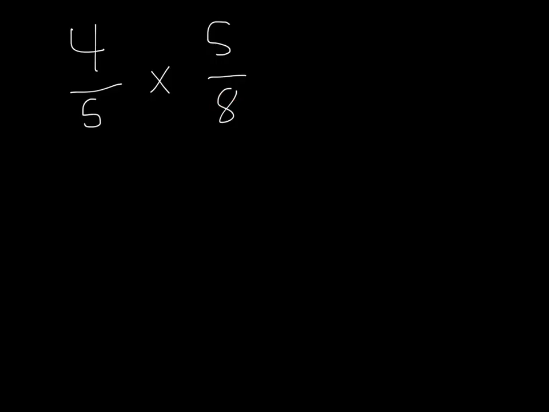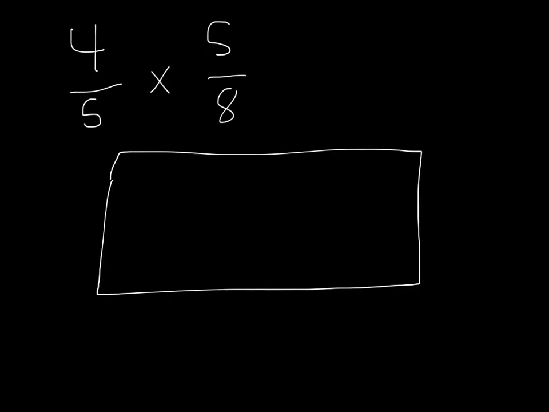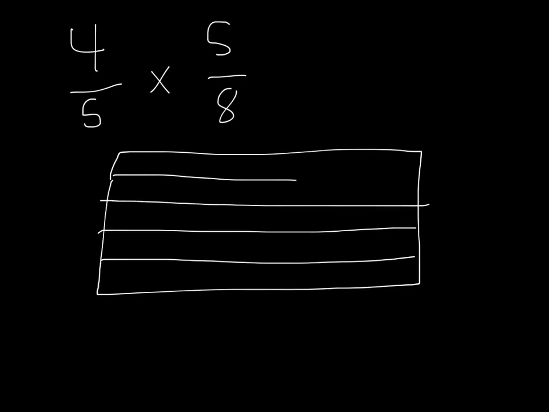So that'll be my 5. This will be my 8. I'll make that a little bit longer. And I need to split this up into 5. 1, 2, 3, 4, and 5. So each one of these long strips is 1/5. Does that make sense?